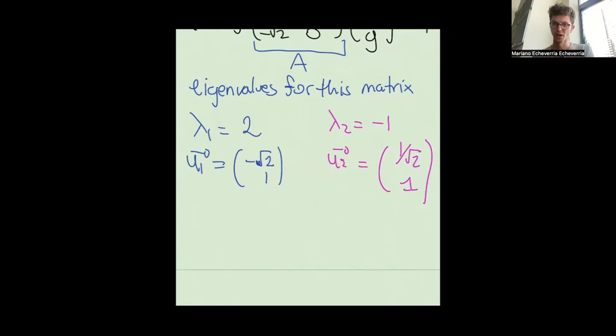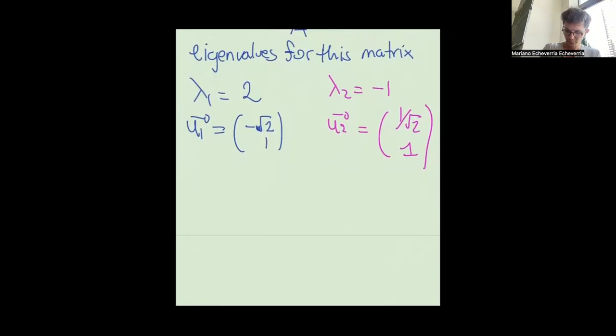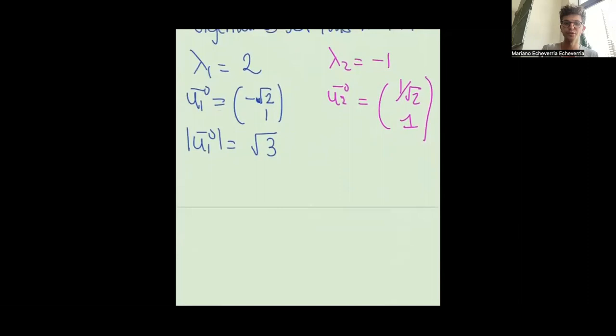So worrying about having perpendicular eigenvectors comes for free just from the fact that we're working with a symmetric matrix in the 2x2 case. But making them of length 1 is something that is actually important for you to remember to do. So if you check, the length of the first vector is root of 3, and then V1 is just, let me change the color here, V1 is just U1 divided by its length.